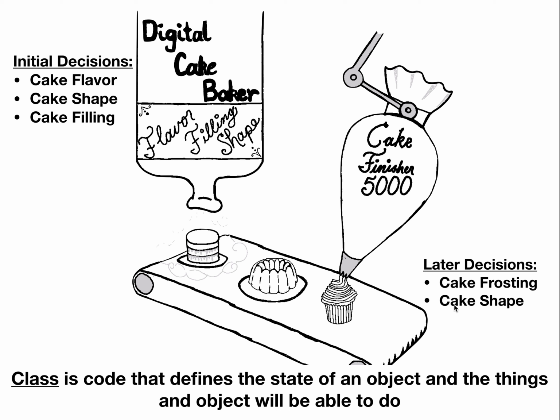You'll notice that cake shape is in both of these categories, initial and later, because fancy cake bakers can reshape their cakes by trimming them after they've been baked. They don't just limit themselves to the shapes of pans that they can find. So again, we're going to be defining a class. That class will be cakes, and all of those objects that come from that class will be different states of cake.